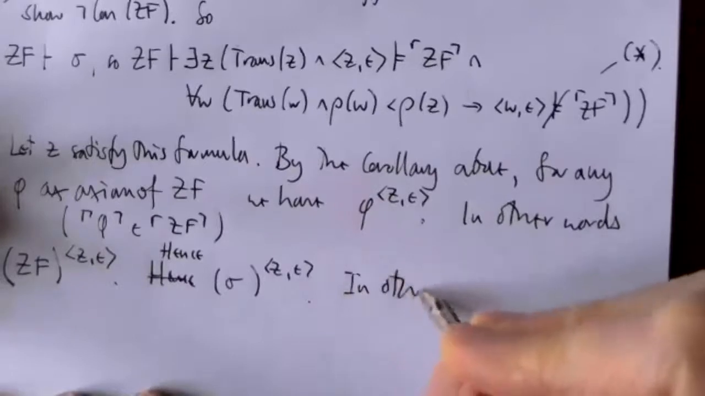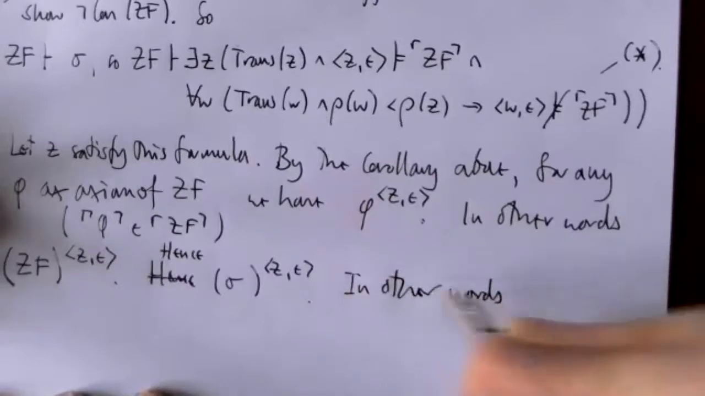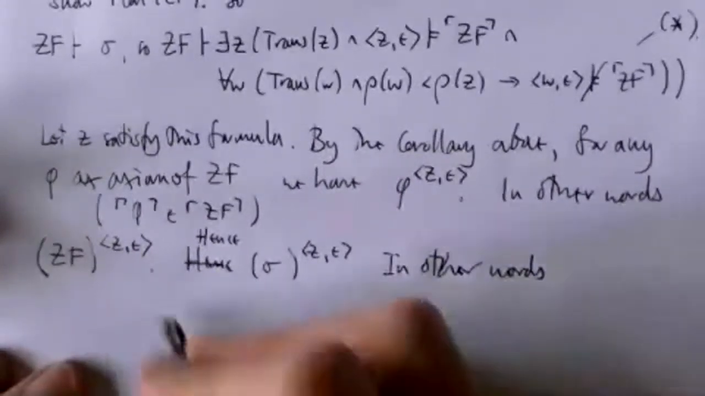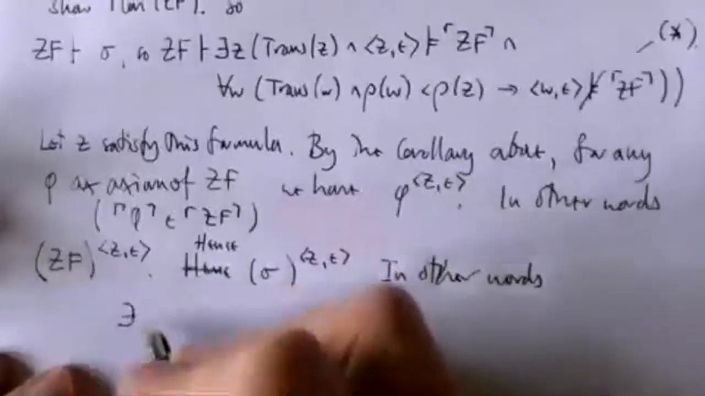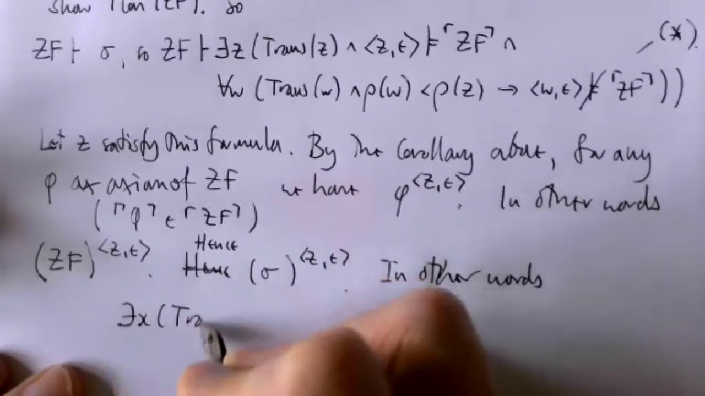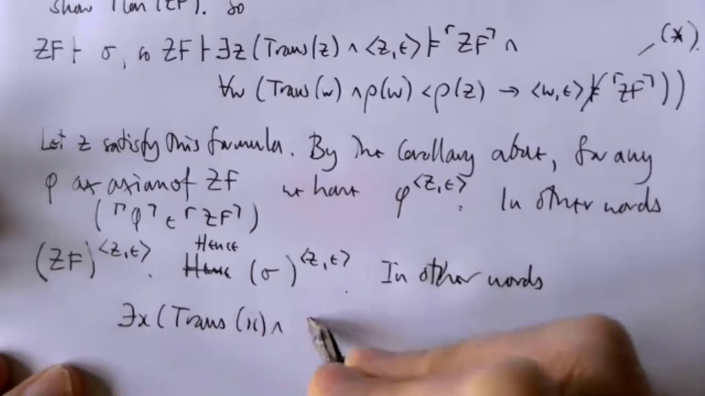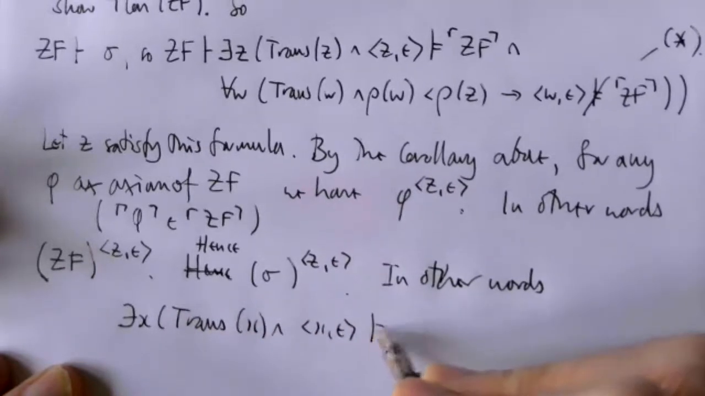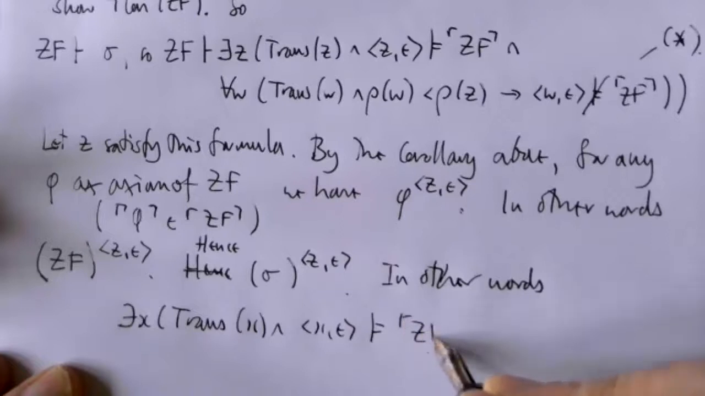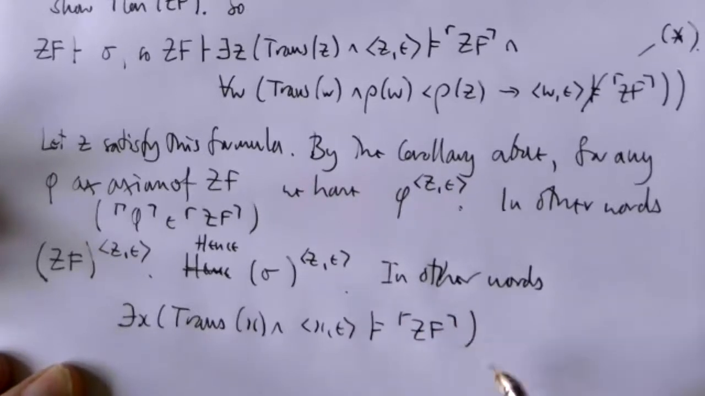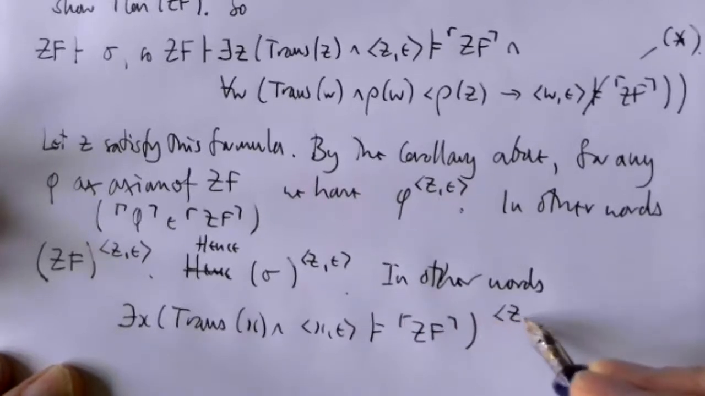So I write this out, perhaps somewhat unnecessarily, in full. So I write out sigma again. All of this here holds relativized to Z.